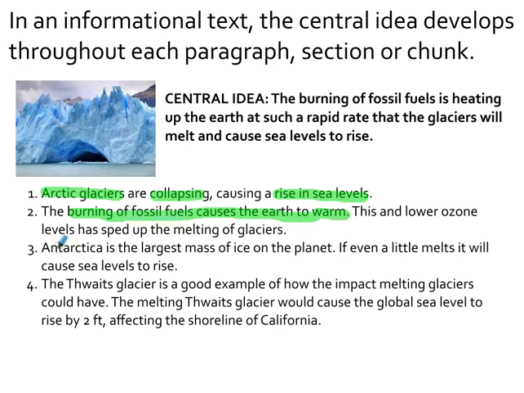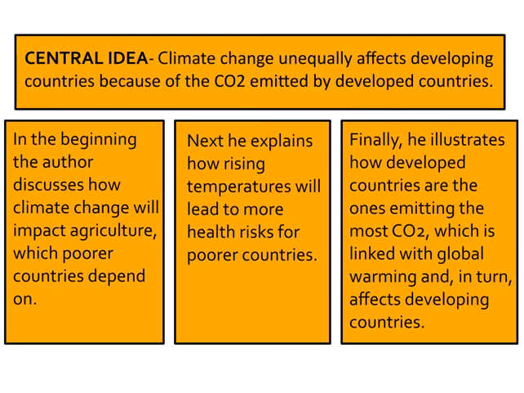We also learned a little bit later that Arctic glacier specifically is large enough that it's going to cause a huge rise in sea level, and then the Thwaites Glacier is a great example of this, and it's going to cause sea levels to rise by 2 feet. All of these details work together to develop or to support that one central idea. So I want you to think of it almost like a house, right? We have our supporting details that all support one big idea. And without each supporting detail, we wouldn't have that central idea as fully developed.